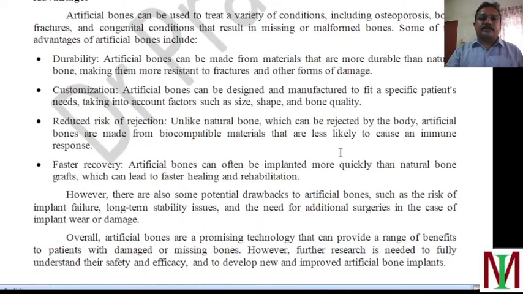The advantages of artificial bones: they are highly durable, allow customization, reduce the risk of rejection, and give fast recovery. These are the main advantages of this type of artificial bones which we use. However, there are some potential drawbacks, such as risk of implant failure, long-term stability issues, and the need for additional surgeries in case of implant wear or damage.